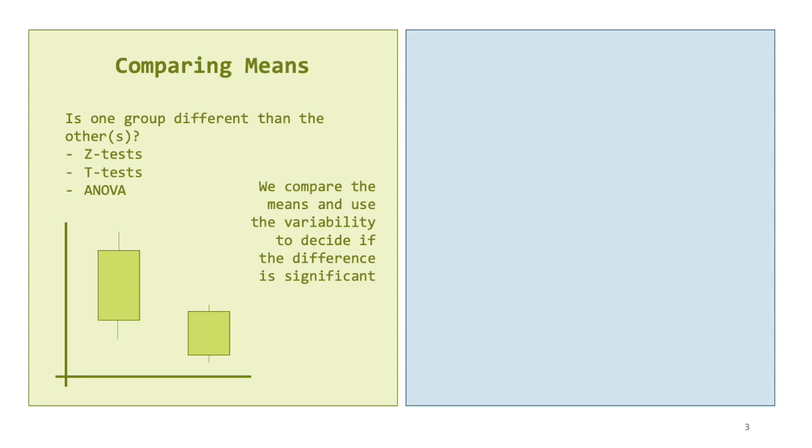So far in this class, we focused on comparing means. So we kept asking a similar question: is one group different than the others? We use z-test, t-test, and ANOVA. And we compare the means and use the variability within the groups to decide if the difference is significant. So that's what we've done. Everything so far is just, are these groups different?